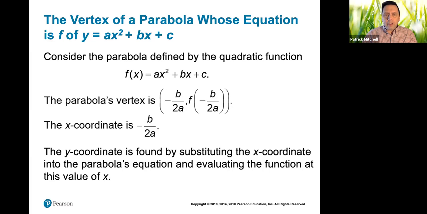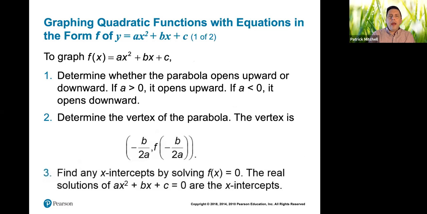And of course, we're going to do an example. The x coordinate of that point is negative b over 2a. And, oh, this is what I just said, right? The y coordinate is found by substituting the x coordinate into the parabola's equation and evaluating the function at this value of x. After that, the steps are very similar to what we did in the last example.